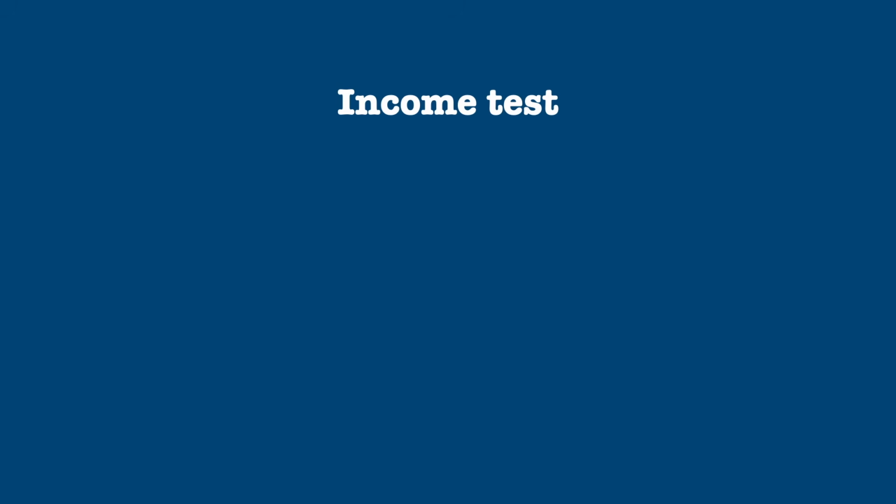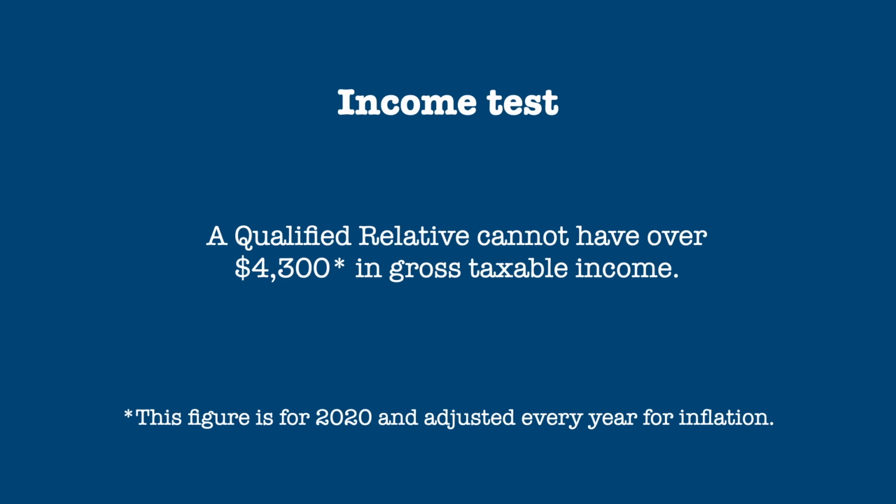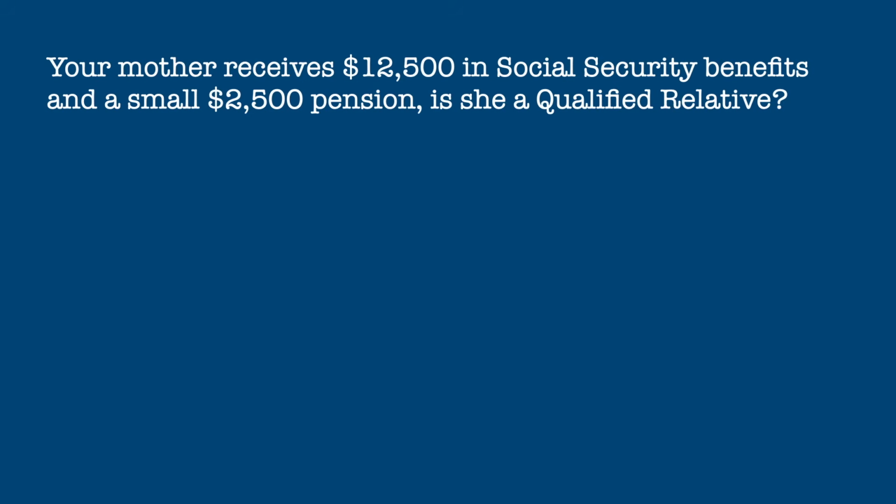Finally, a potential qualified relative must meet an income test. He or she cannot have over $4,300 in gross taxable income. This figure is for 2020 and increases every year for inflation. So let's see how this works. Your mother receives $12,500 in Social Security benefits and a small pension of $2,500. Is she your dependent under the qualified relative tests?